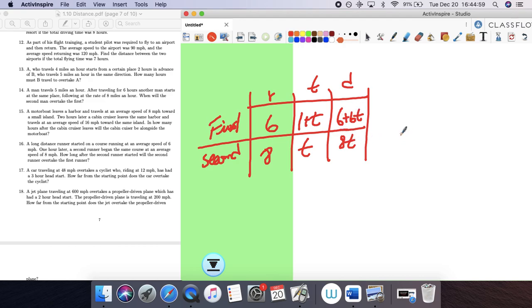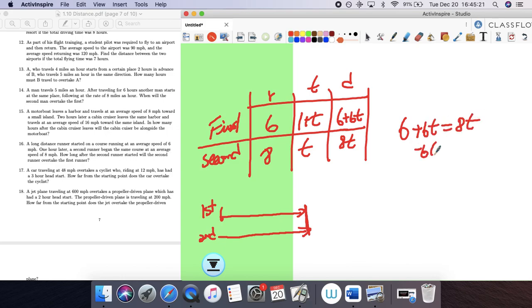What do I know about the distance of the first runner and the second runner? Well, it's going to be the same. The first one starts running, and the second guy starts running 1 hour after. But once they are at the same level, the distance is going to be the same. So here's my equation: the distance of the first runner equals the distance of the second runner. Minus 6t, that goes away. 6 equals 2t. Divide both sides by 2. t equals 3 hours.